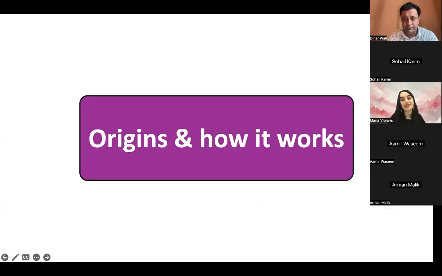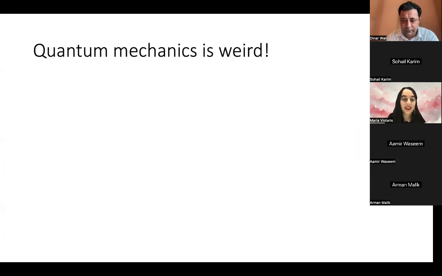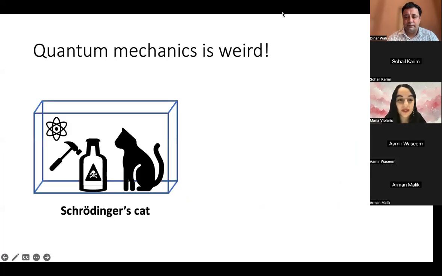So let's start at the beginning, the origins and how it works. Before we talk about quantum computing, we need to talk a bit about quantum mechanics. Quantum mechanics is the theory of how systems interact fundamentally. We know that we can't use classical mechanics to describe how particles work, for example. We need to use quantum mechanics. This theory was developed and shown by experiment that everything has to behave quantum mechanically.